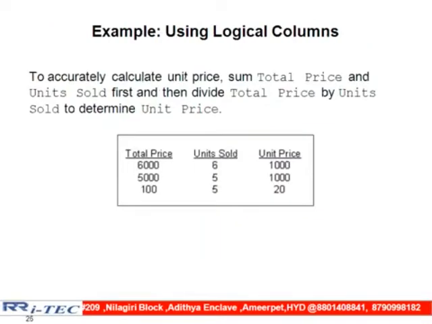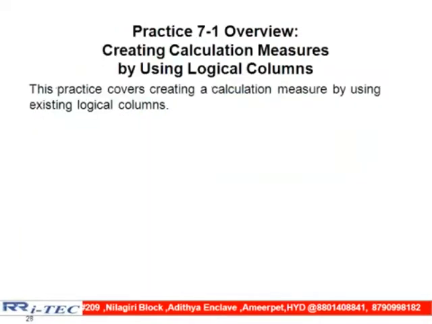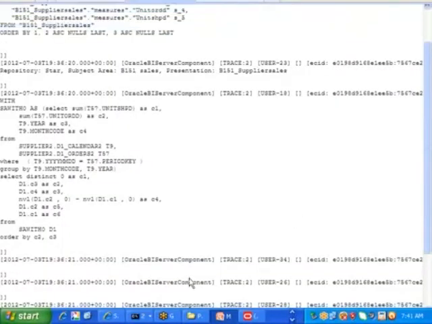Next, we went for the example using logical columns. Then we go for the calculation wizard. The extra functionality is what, sir? The NVL function will be the extra functionality. What is applicable? Summary. You understand everything. Any questions on this chapter? Right. Let me go for the next chapter.